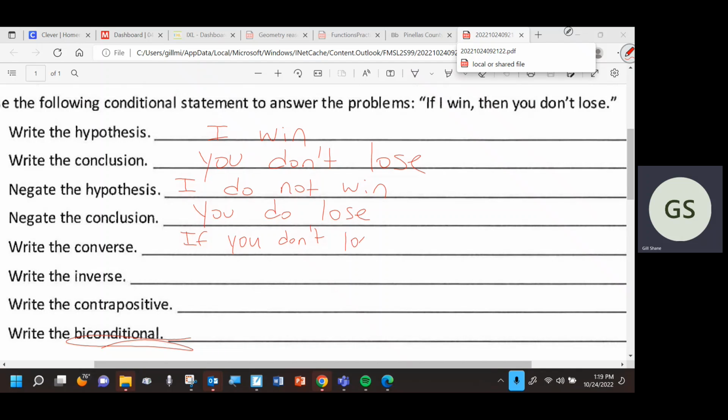If you don't lose, then... and again, we don't know if these are true or not yet. We don't have any information about what's going on to be able to say whether these are true or not. We're just creating different statements by changing stuff around. Inverse gets a little trickier.